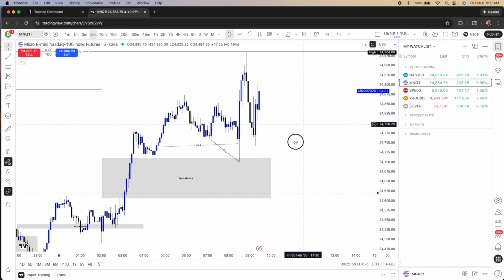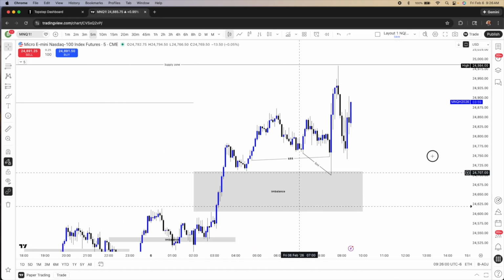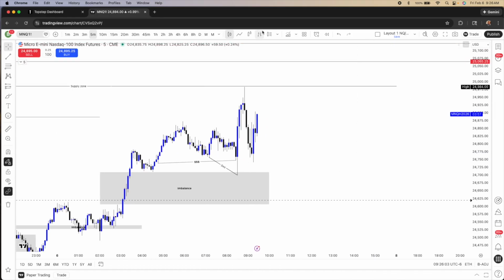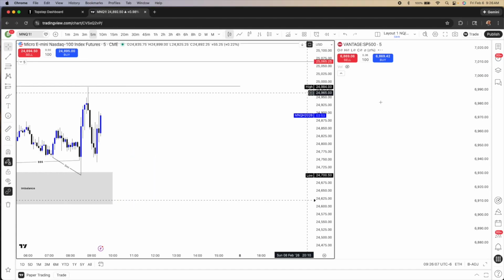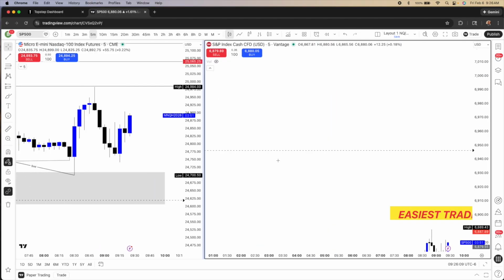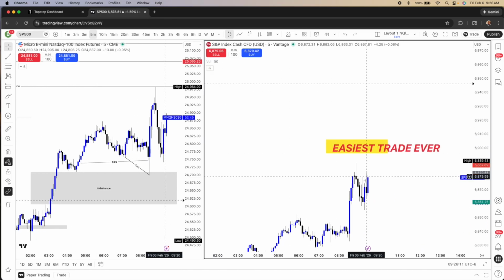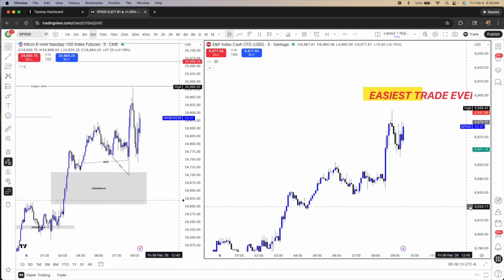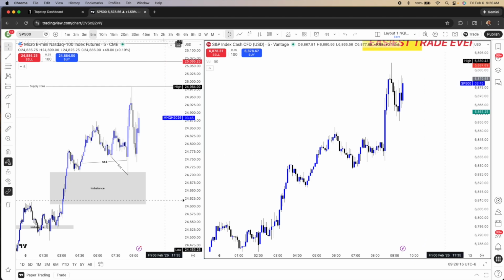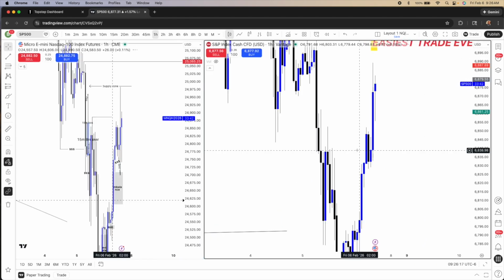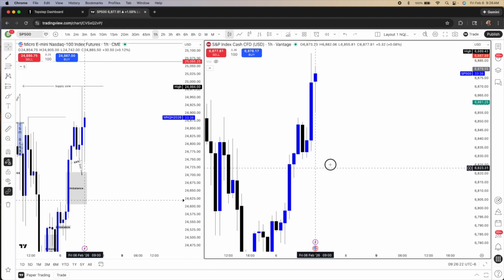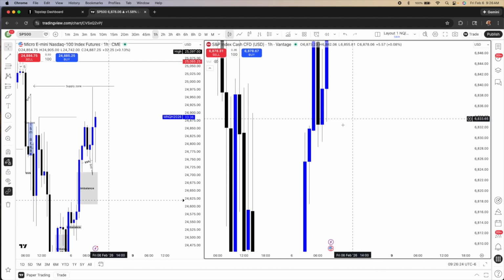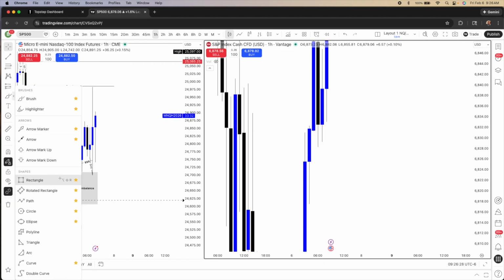So then price pushed into that 1 hour imbalance, and I said, okay, let's see if we have any SMTs going on on our chart. Let me go to the 1 hour time frame real quick and map out the 1 hour imbalance on the S&P. Is there a 1 hour imbalance? Yes, a very small imbalance sitting right here.